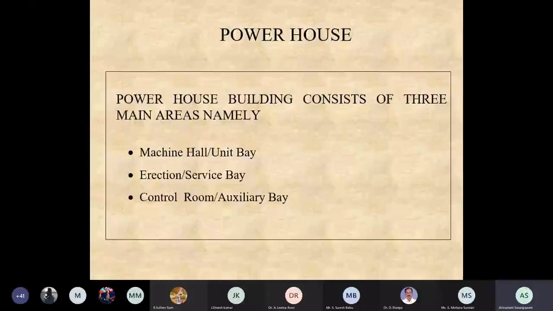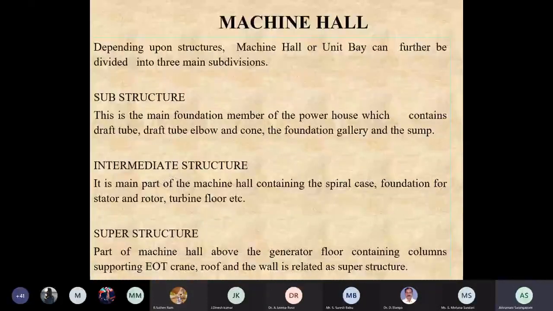And the machine hall, as I told, has a main substructure. There are 3 structures in the machine hall. One is the substructure, which mainly consists of the foundation, draft tube, elbow, cone, and other things. Intermediate structure is where we'll have the turbine spiral case and its foundation, stator, rotor, and everything. Superstructure is where I will have the columns, roof and beams, where I have to support the EOT cranes, and other things.